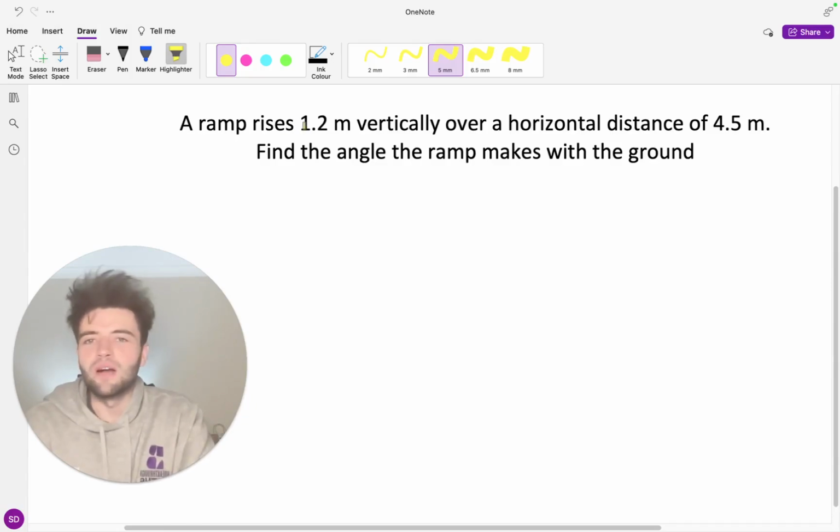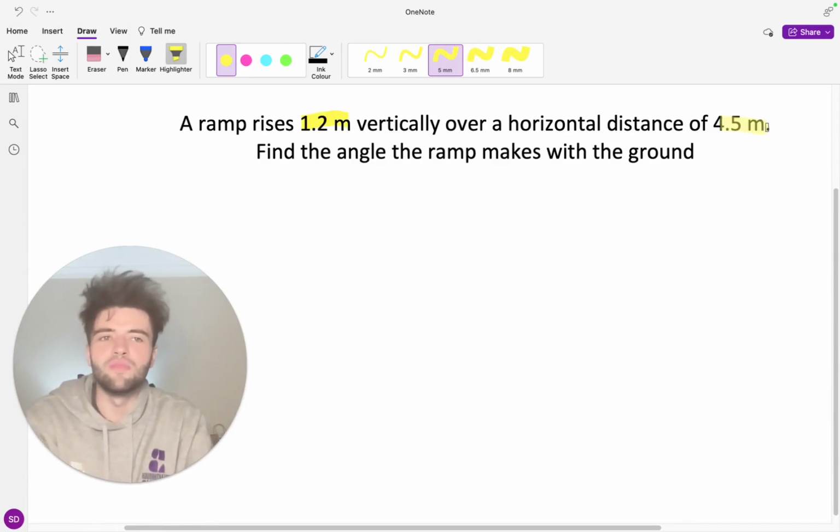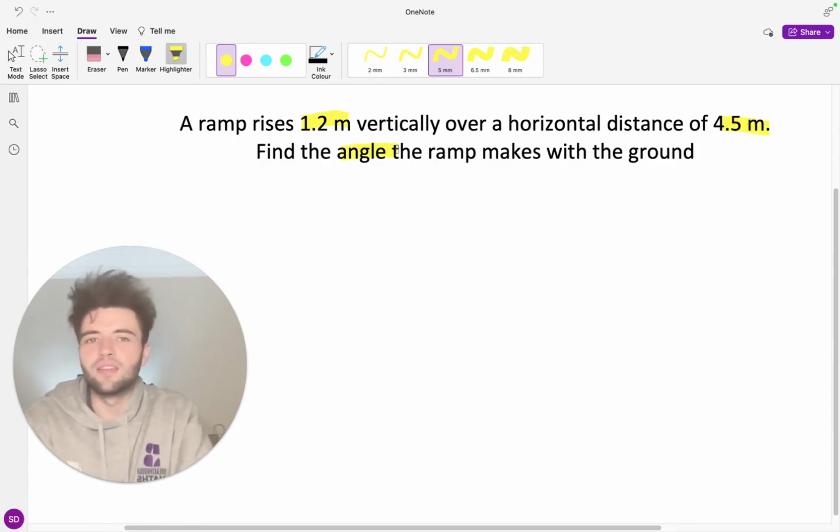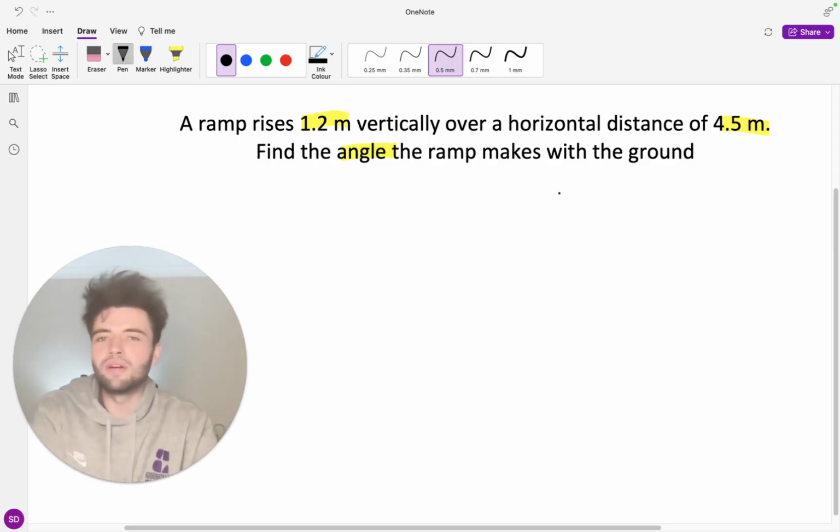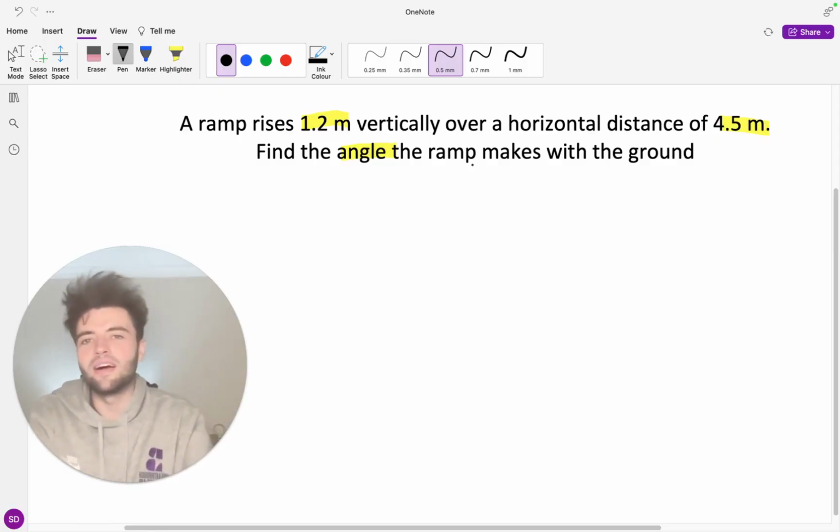So here we're told that a ramp rises 1.2 meters vertically over a horizontal distance of 4.5 meters, and we're asked to find the angle that the ramp makes with the ground. And so straight away we know we're going to be dealing with trigonometry, and we know that we're given basically two side lengths, so we're going to be looking for an unknown angle, and so we can set up our diagram here to represent that.